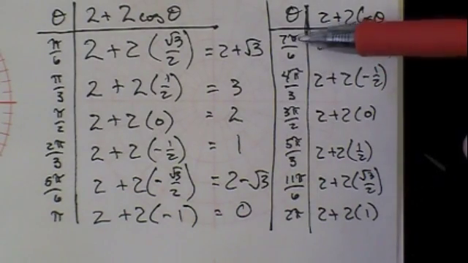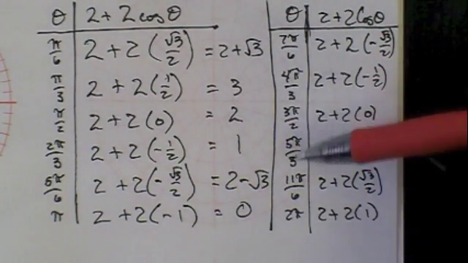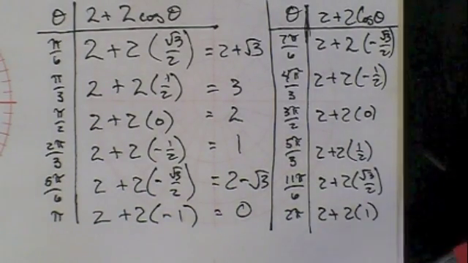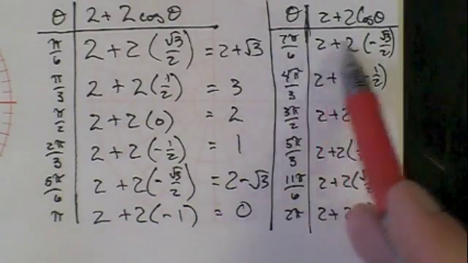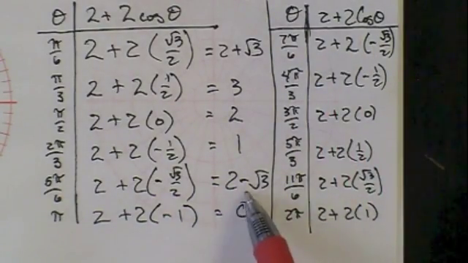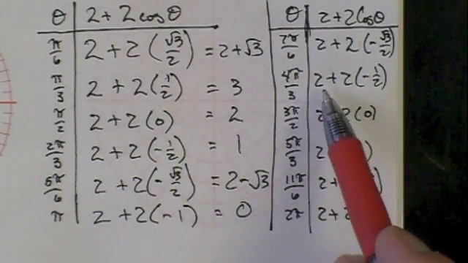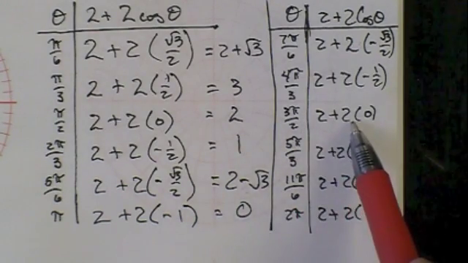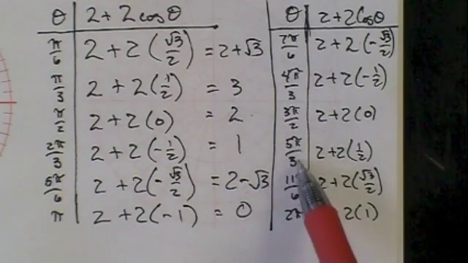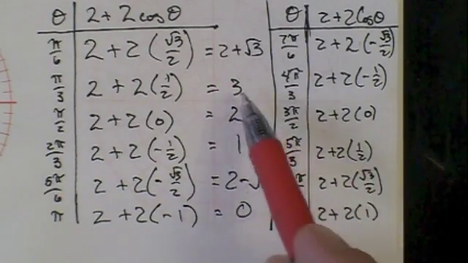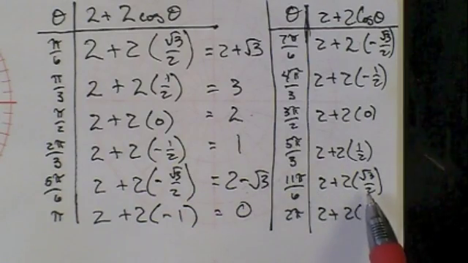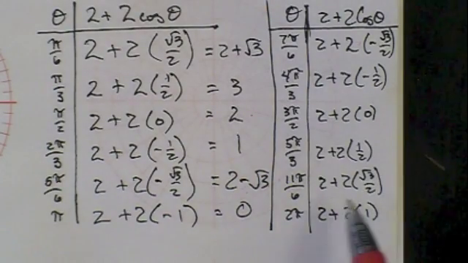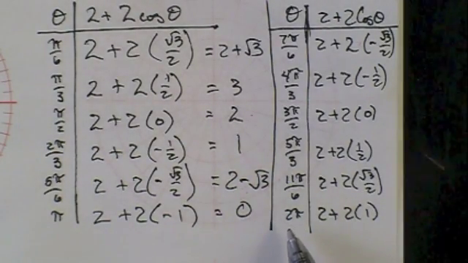Okay, so here we have our angles: 7 pi over 6, 4 pi over 3, 3 pi over 2, 5 pi over 3, 11 pi over 6, and 2 pi. Plugged in the values for cosine of each of those angles, and what we end up with then is our 7 pi over 6 value is equal to 2 minus square root of 3. Our 4 pi over 3 value is equal to 1. Our 3 pi over 2 is equal to 2. 5 pi over 3 is equal to 3. And then 11 pi over 6 is again equal to 2 plus square root of 3. And then 2 pi takes us to 4.